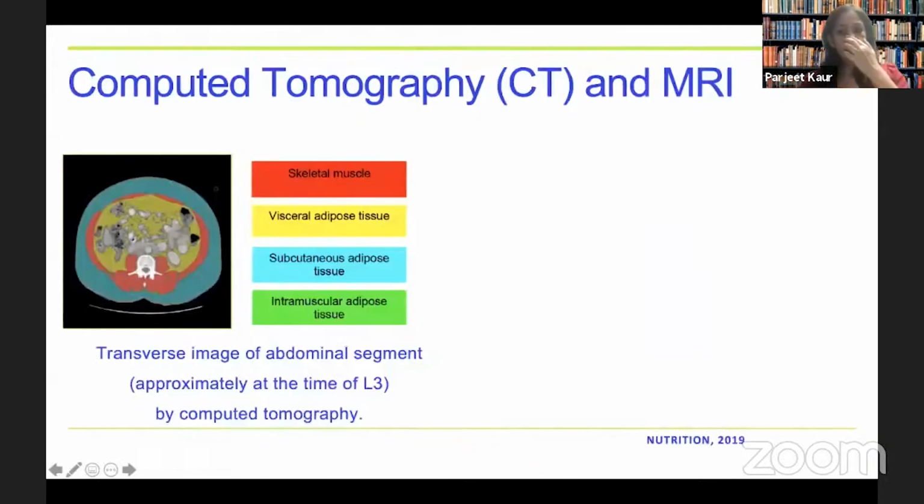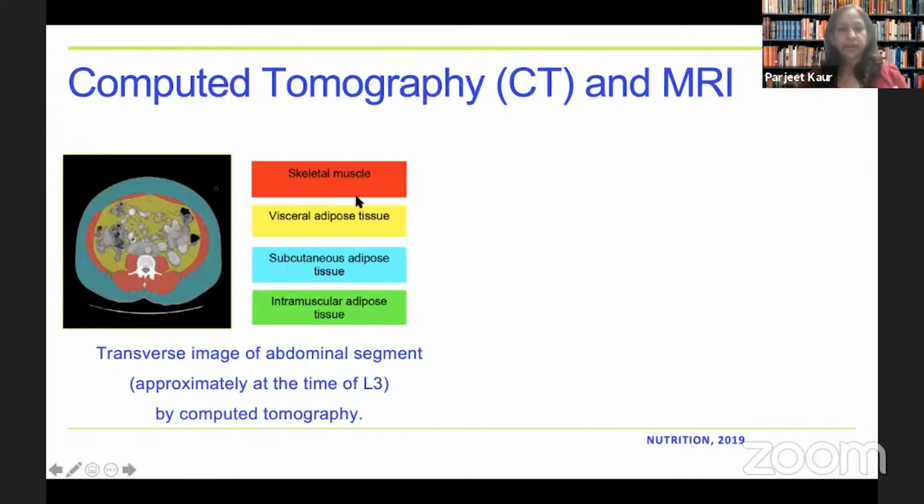Coming on to the CT and MRI. Now, CT or MRI are almost considered the gold standard if you talk in terms of measuring adiposity, the distribution of fat, and the skeletal muscle mass. This is an example of a CT scan where you can see a transverse image of an abdominal segment. Usually it is done at one segment only, L3, and then the whole body fat percentage is equated by a certain equation.